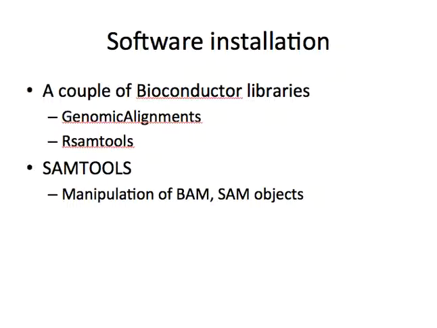Then in addition, we need other software installation. We need a couple of Bioconductor libraries. One is called GenomicAlignments, and the other one is Rsamtools. Both libraries will allow us to load and explore the genomic data in R. And then another library is SAMtools, which will allow us to manipulate the different objects that we will generate.